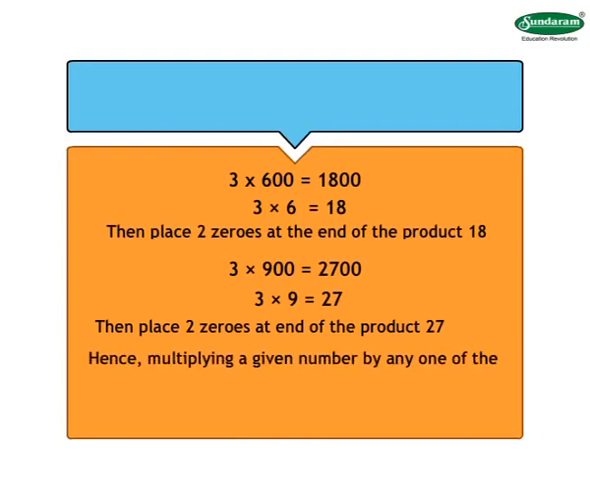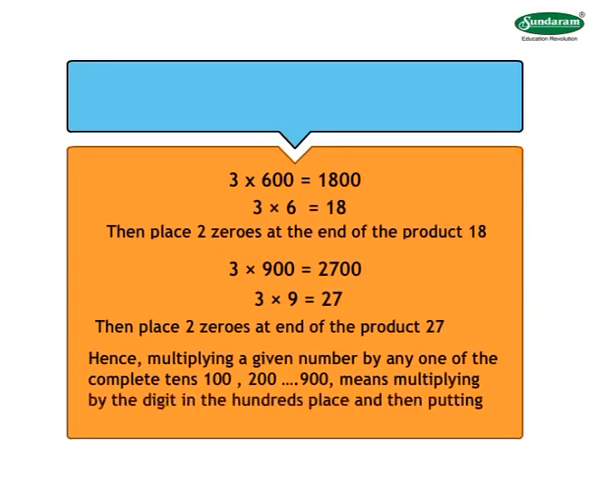Hence, multiplying a given number by any one of the complete hundreds, 100, 200, 900, etc., means multiplying by the digit in the hundreds place and then putting 2 zeros at the end of the product obtained.